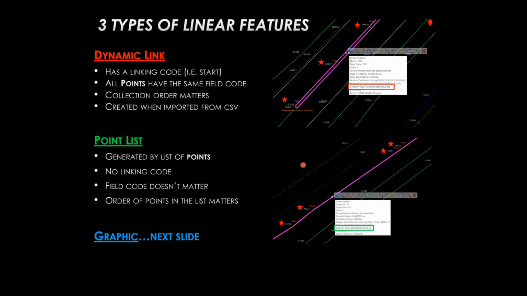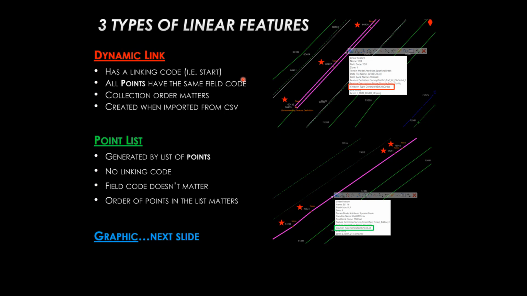So it is important to understand that there are 3 different types of features in your survey data. So you have dynamic link features, you have point list features, and you also have graphical features. So dynamic link features are what you're going to have whenever you import field collected data from Infinity into your survey Fieldbook. You're going to get dynamic link features. They always have a linking code or a start or end, which I'm going to talk about a little bit later on too, putting those end codes on things.